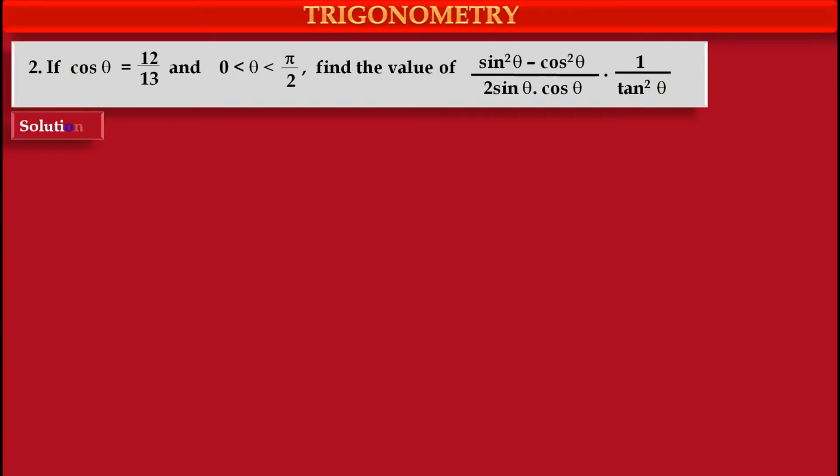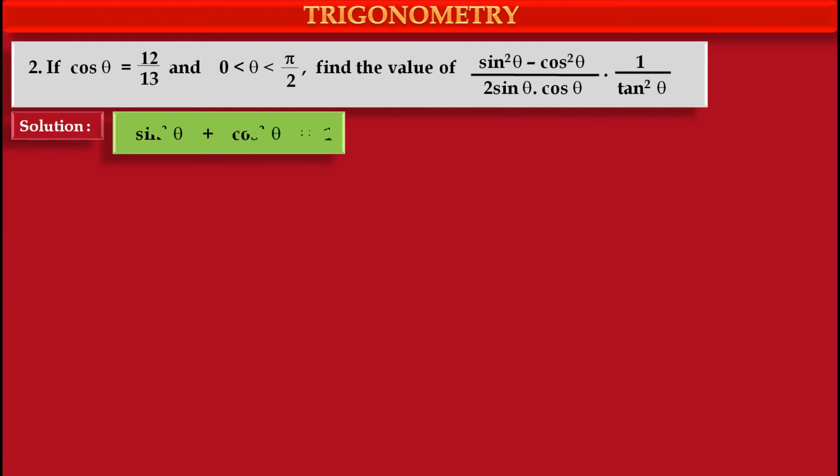Now see, in this problem, the value of cos theta is given. It is 12 upon 13, and also it is given that theta is greater than 0 and less than pi by 2. That means theta is in the first quadrant. So first we have to find the value of sin theta.